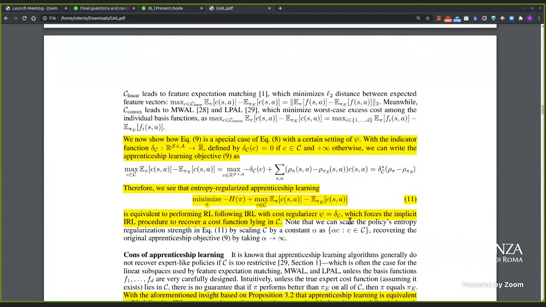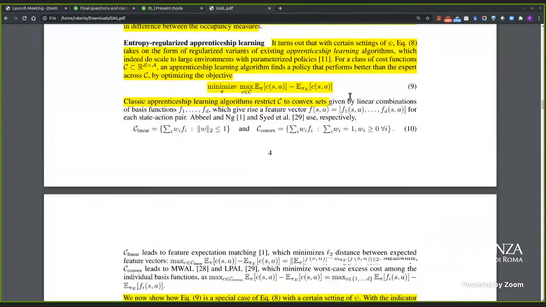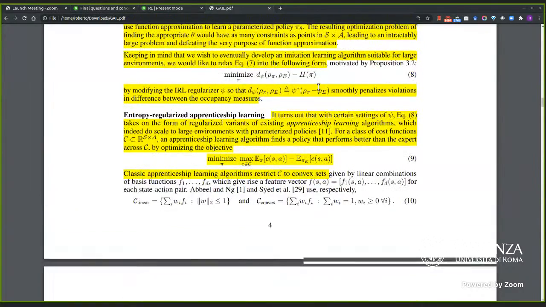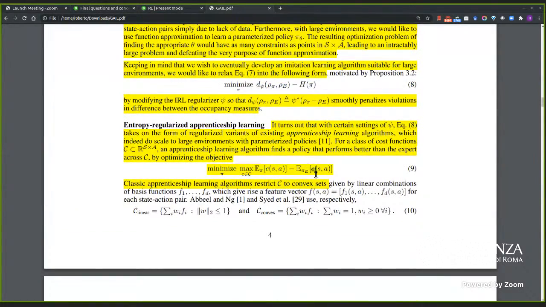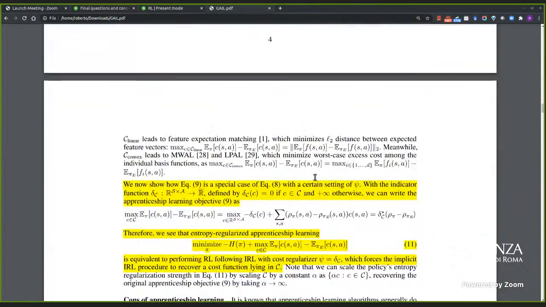So here now they show that equation 9, which is this one, is a special case of equation 8, which is this one, with a certain setting of psi.